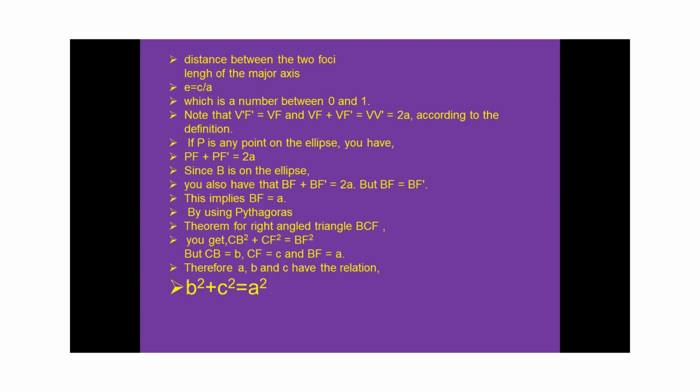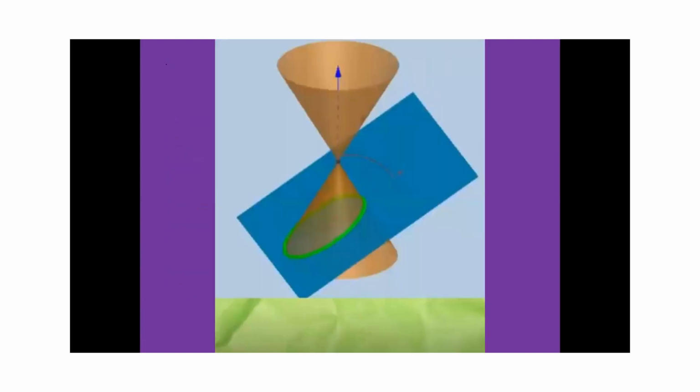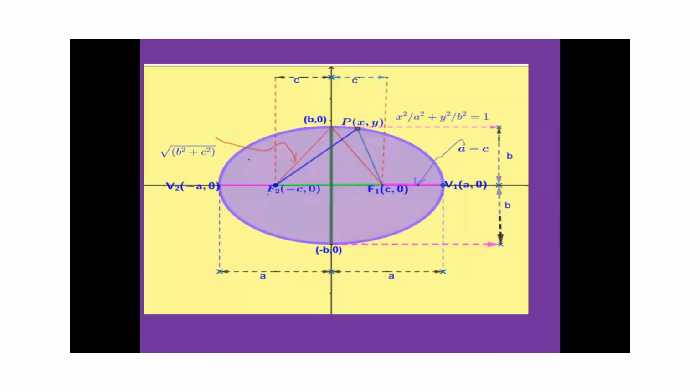Using the Pythagorean theorem for right triangle BCF, you get CB squared plus CF squared equals BF squared, but CB is B, CF is C, and BF is A. Therefore, A, B, C have the relation B squared plus C squared equals A squared. An ellipse is formed by the intersection of a plane and a cone at some angle theta. This is the picture.